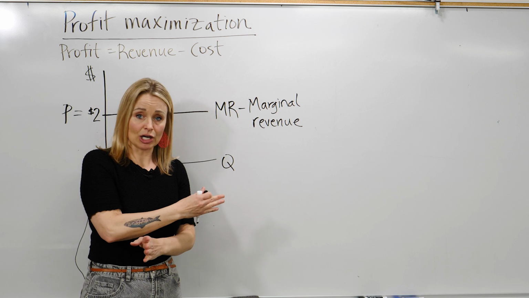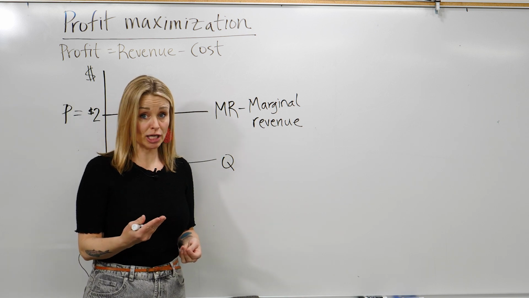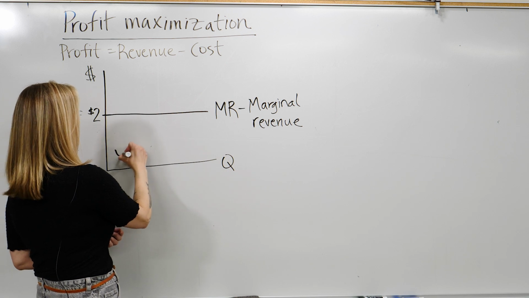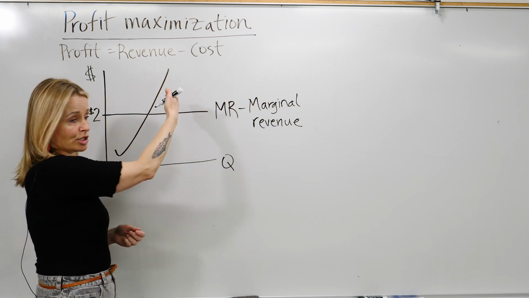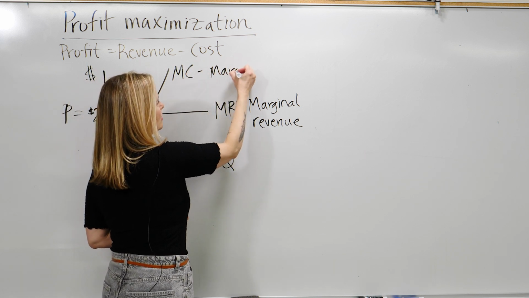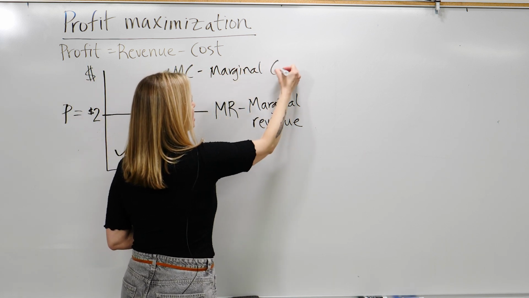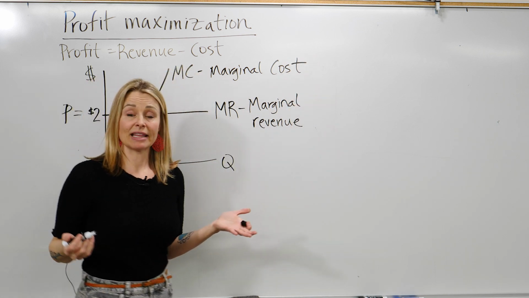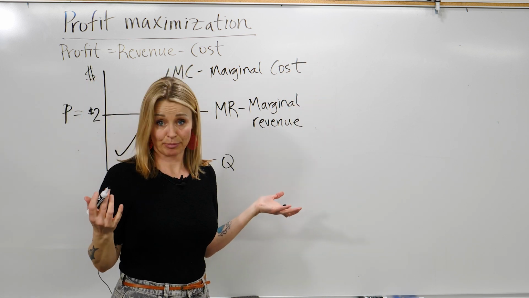Now we're going to add in the cost side of things. So the marginal cost curve looks like a little check mark. So we're going to add that in, mostly upward sloping. That's our marginal cost.